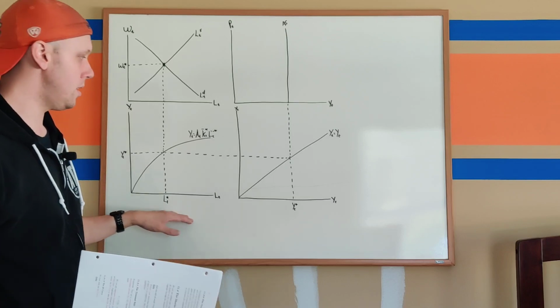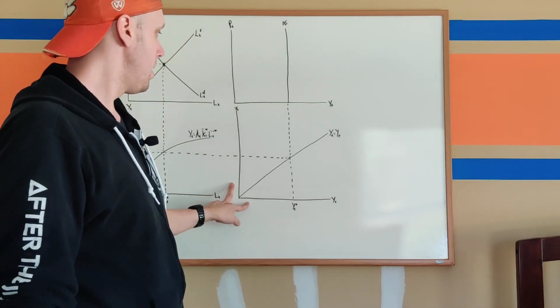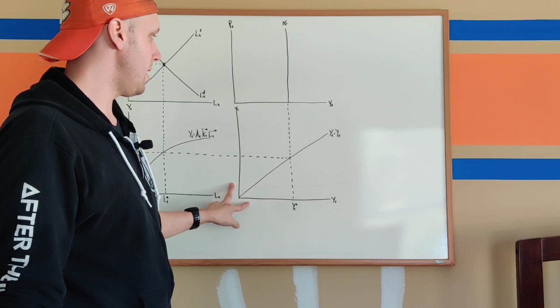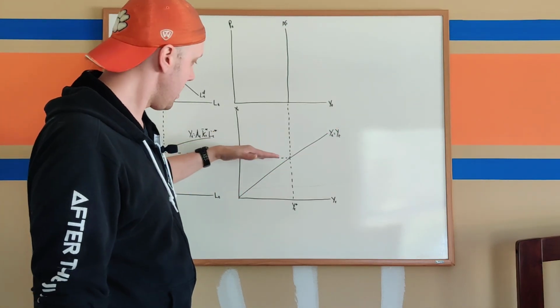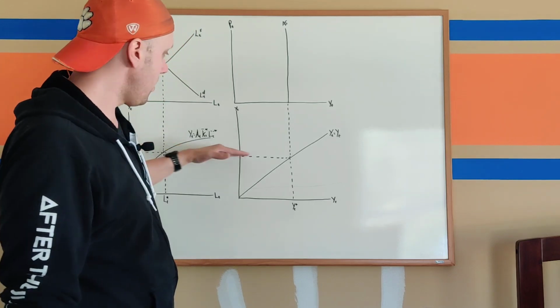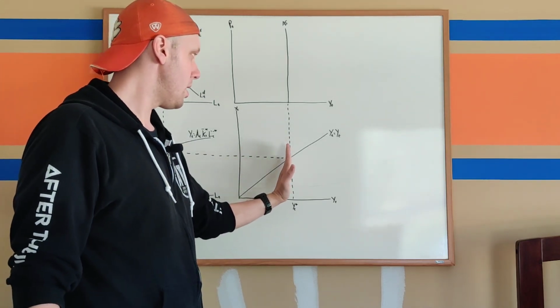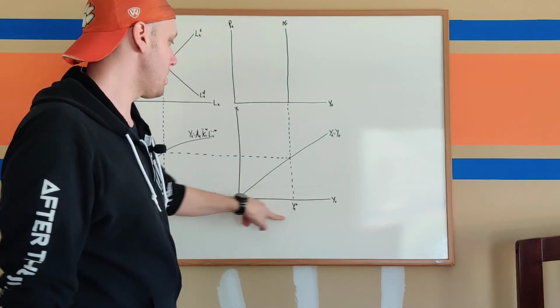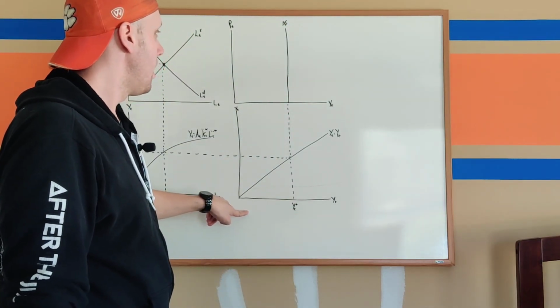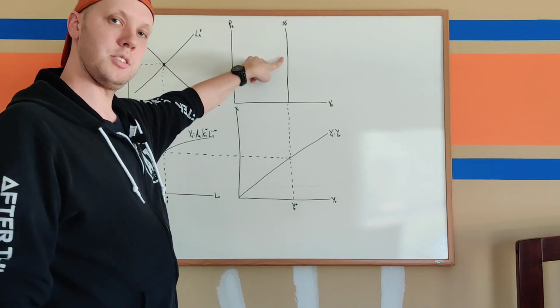So all we do is over here we just come up with a graph where Y equals Y, which just gives me a 45-degree line that allows me to take what is on the vertical axis and rotate it 90 degrees so that it is now on the horizontal axis, yielding this aggregate supply curve.